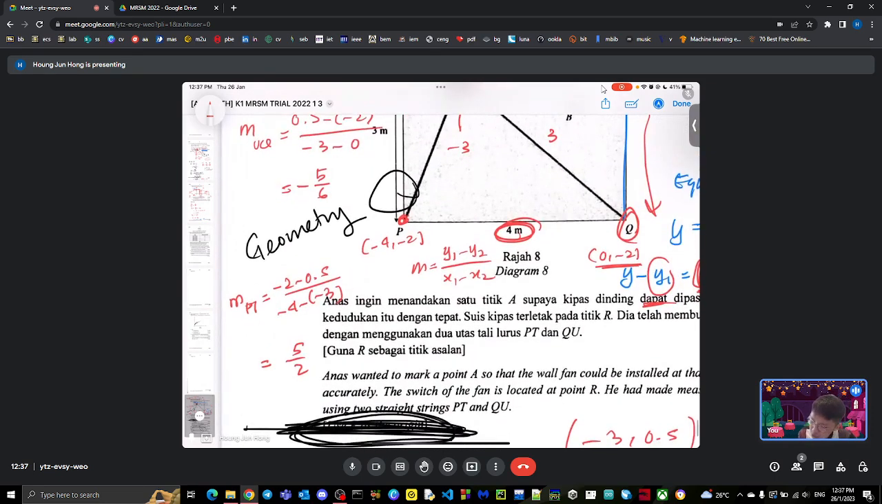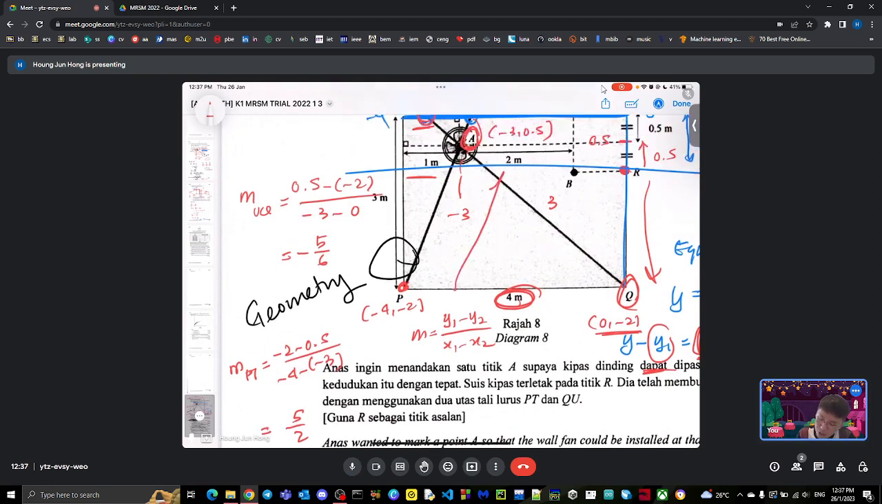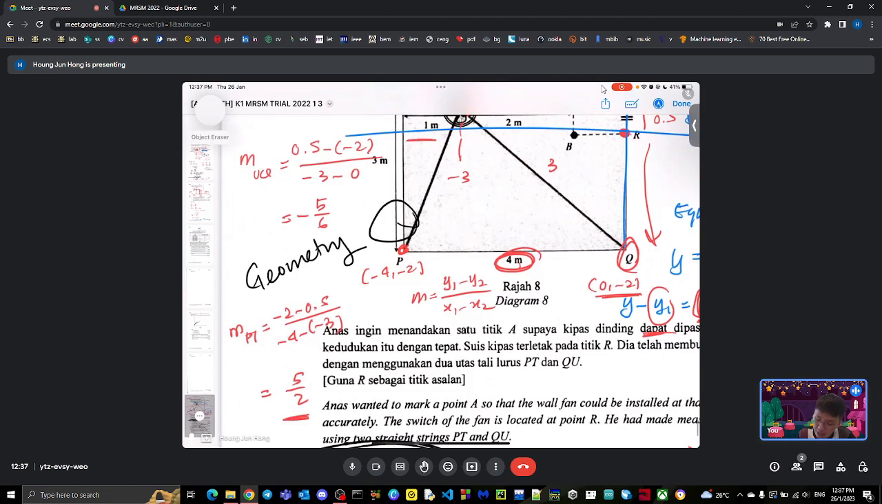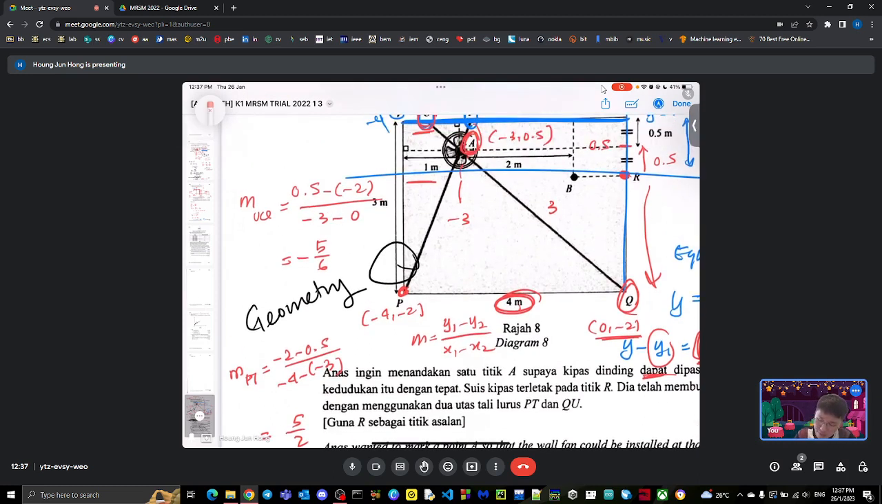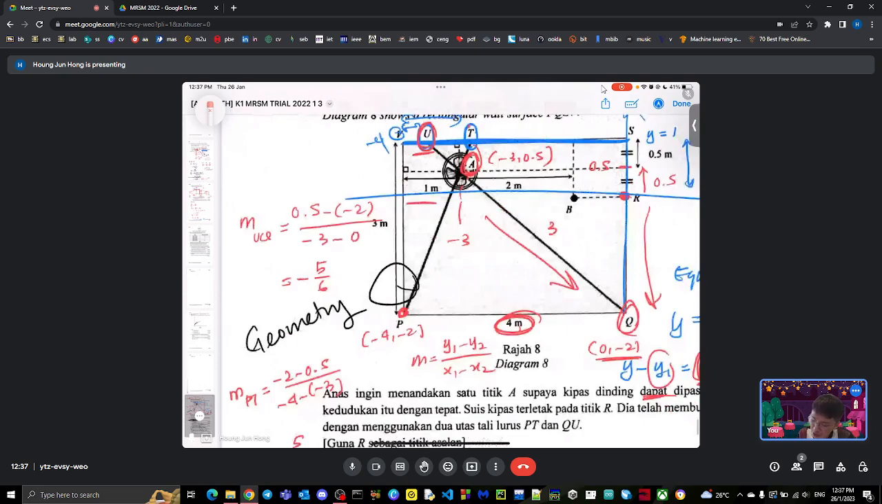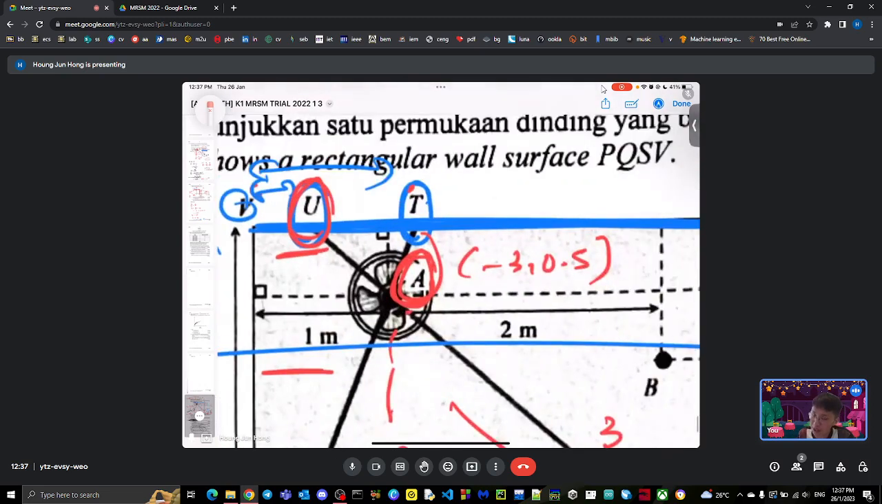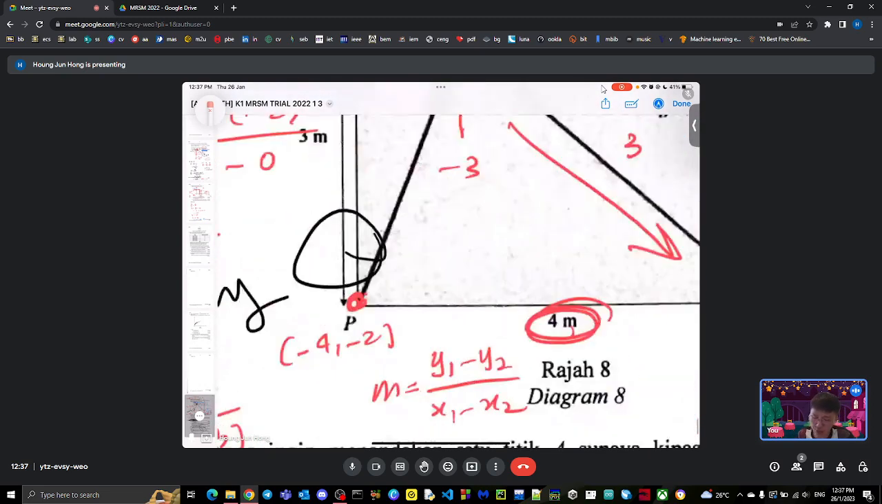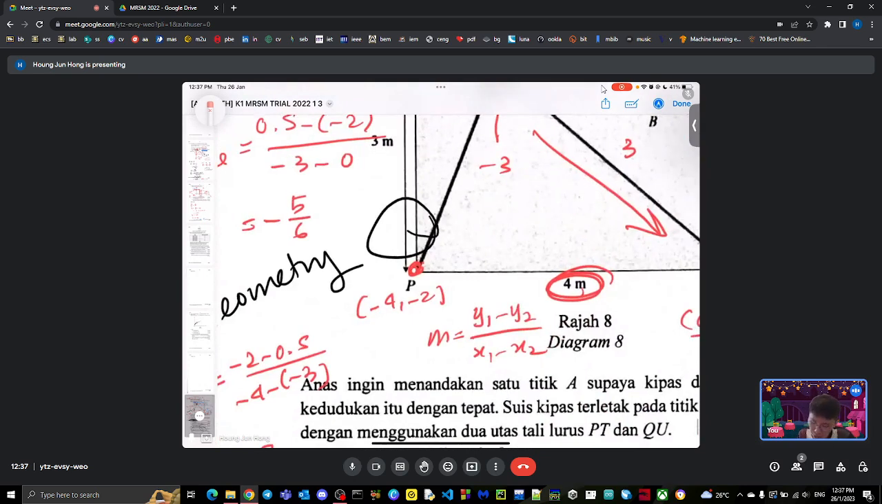So usually if you want to verify, you can just check. Because this line is going up, it should have a positive gradient. And you can see line UQ is going down, so it should have a negative gradient. You can see over here, negative. Then it's correct, okay? So now we have the gradient. Do you have a y-intercept here? No, because none of the points is a y-intercept. It's okay. Why? Because we have a second method.